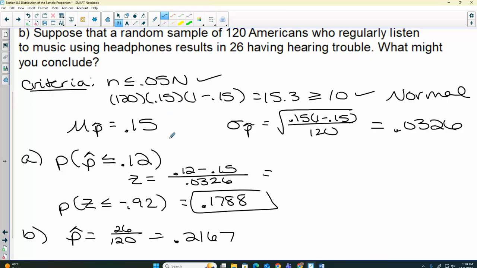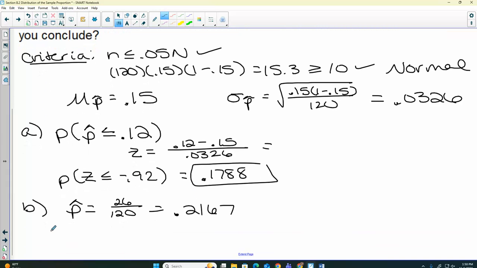So my mean is 0.15. That's smaller than this. So if I want to find if it's unusual, I need to check the probability of being greater. Now, if my p hat had been like 0.1, what would I have found? Less. Probability being less, because that was smaller than my mean.